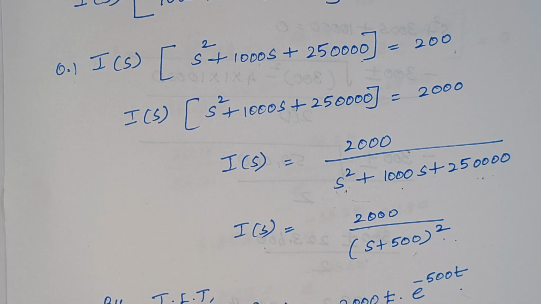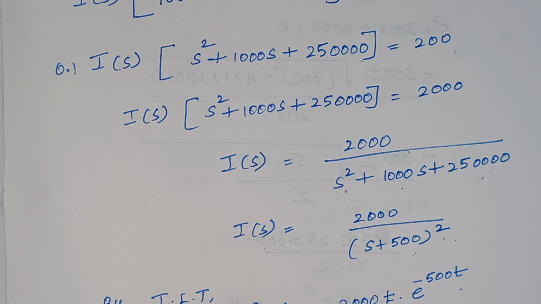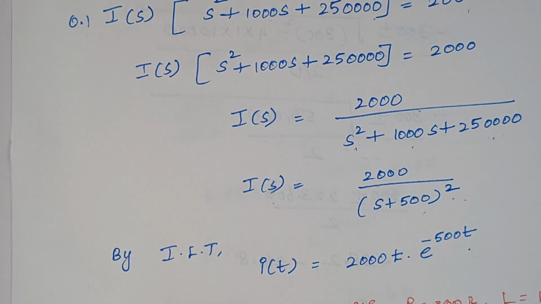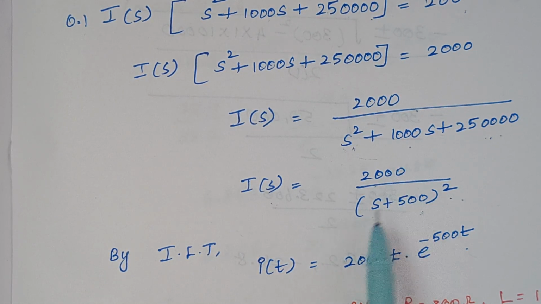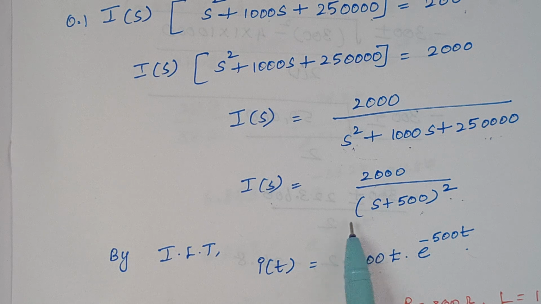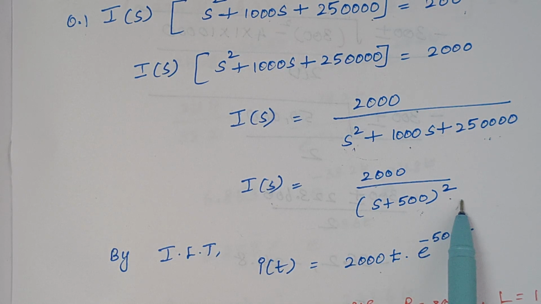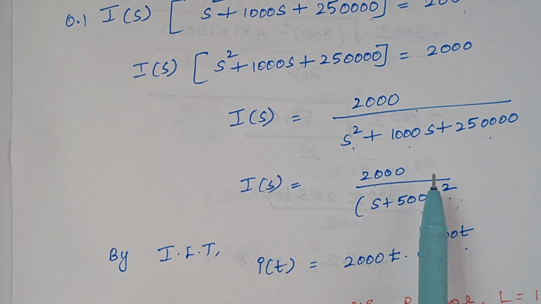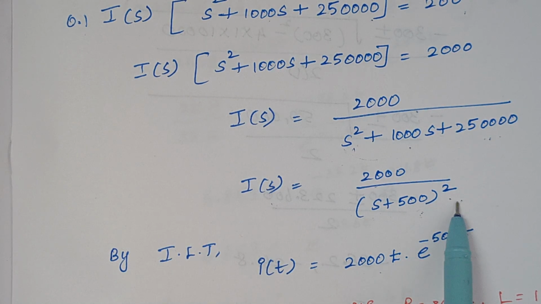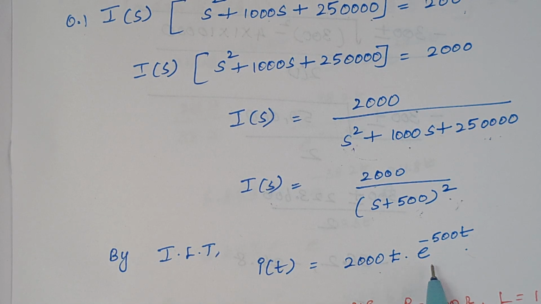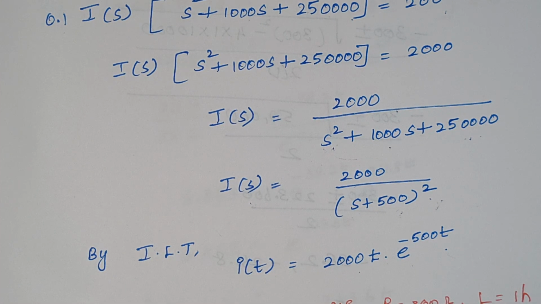Now when you apply inverse Laplace transformation, because we always need to find the transient current, and transient current is in terms of time, that is in time domain. Therefore when you take inverse Laplace transformation, this 2000 remains as such, and the inverse Laplace of 1 divided by (s plus 500) the whole square is t into e to the power minus 500t. So this is your expression for the transient current.